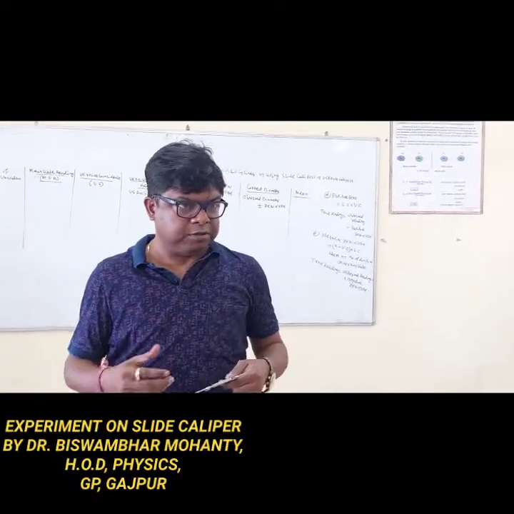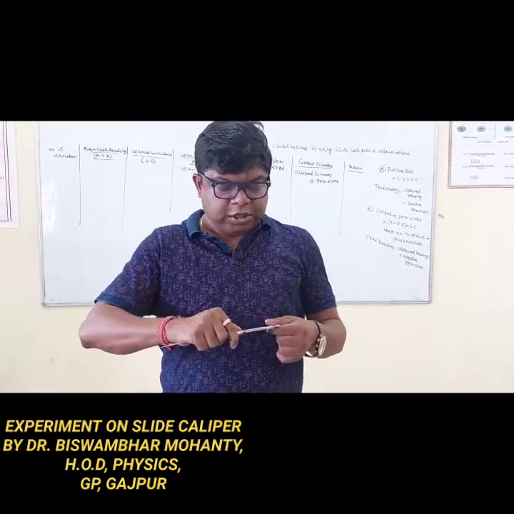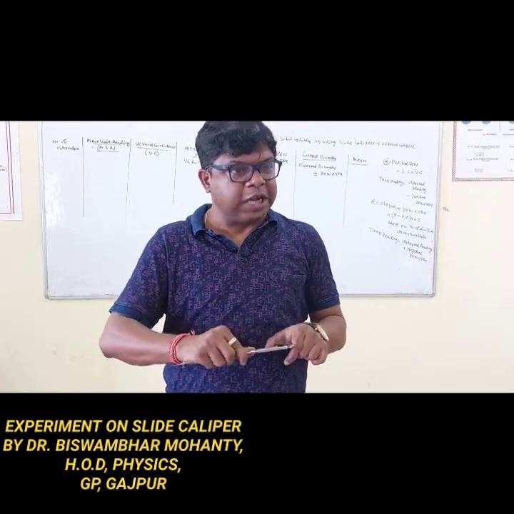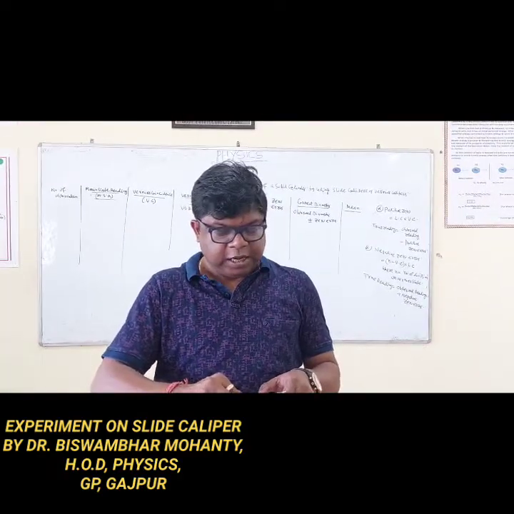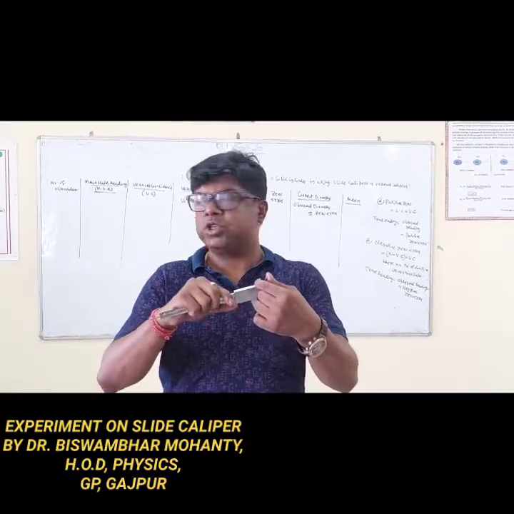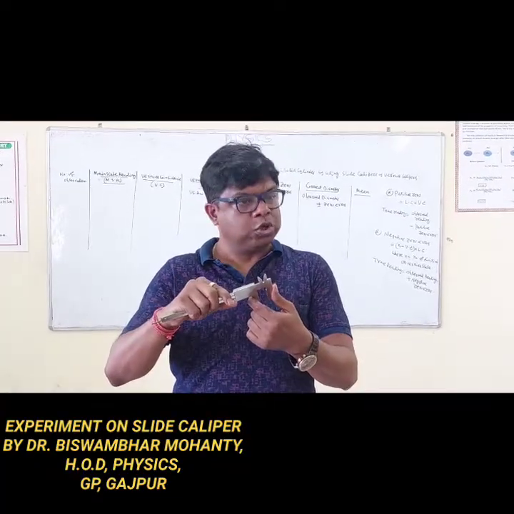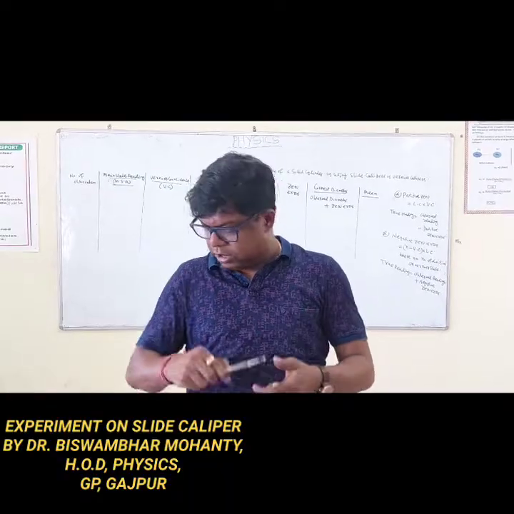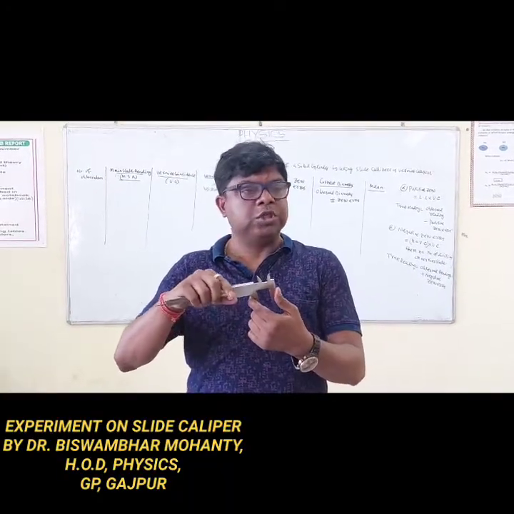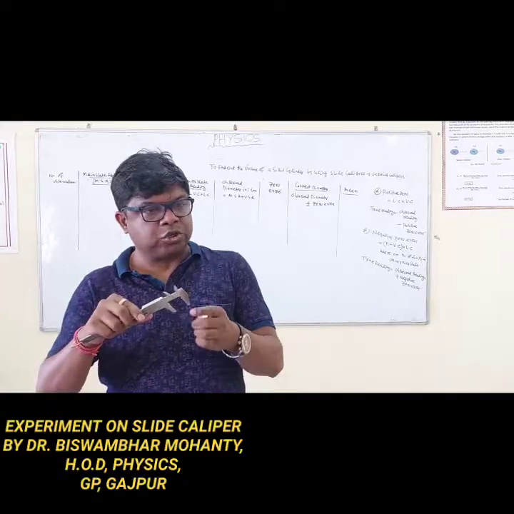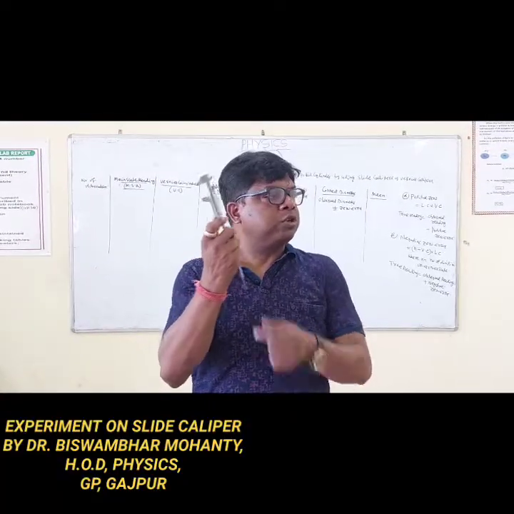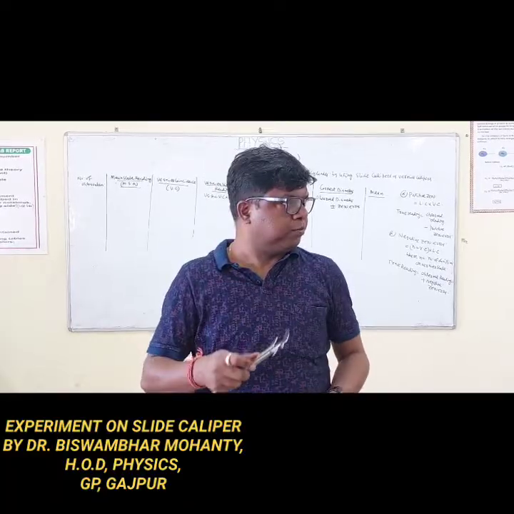Calipers means measurements. Since the vernier scale slides over the main scale, it is called a slide caliper. These are the upper jaws and these are the lower jaws. The upper jaws are used to measure the internal diameter, and the lower jaws are used to measure the external diameter. This metallic strip is used to measure the depth of liquids.